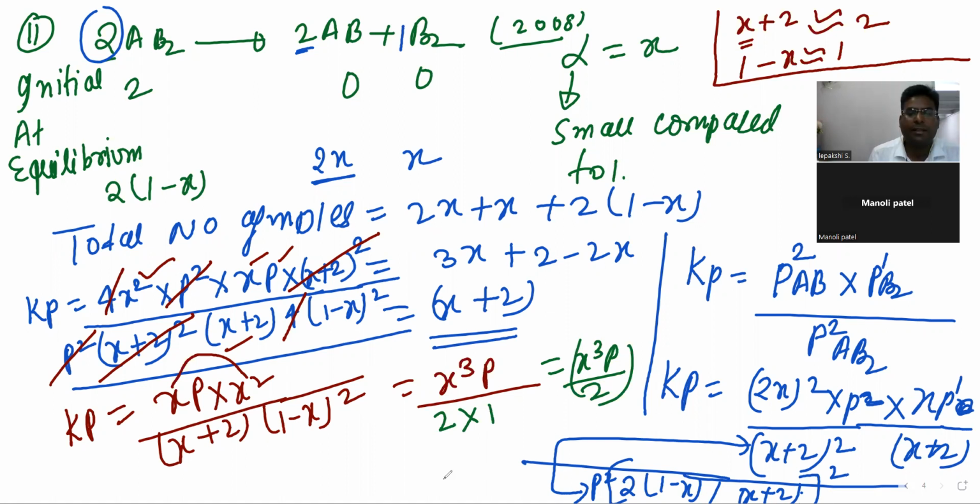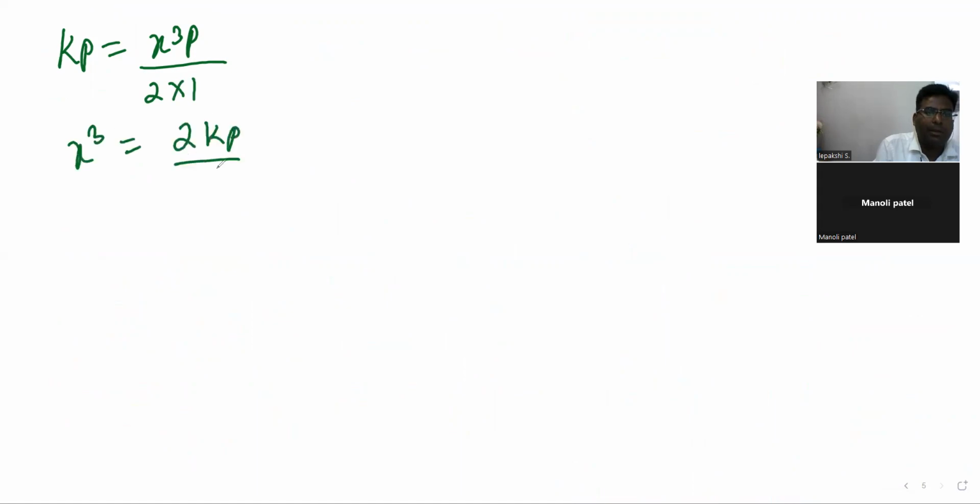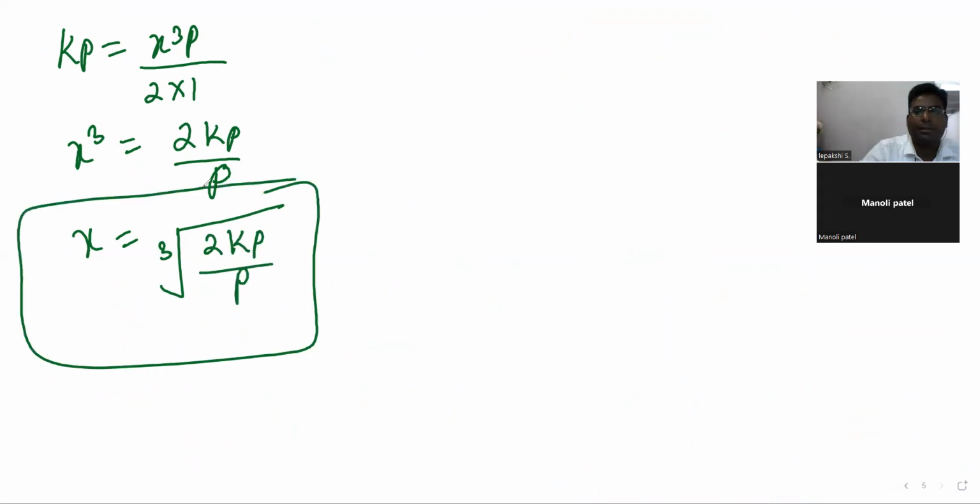So you have to just find the x value. See in the next slide. We have got Kp as x cube into P divided by 2 into 1. So x cube will be 2 Kp divided by P. So x will be the cube root of 2 Kp upon P. This will be the answer for x. So write the explanation.